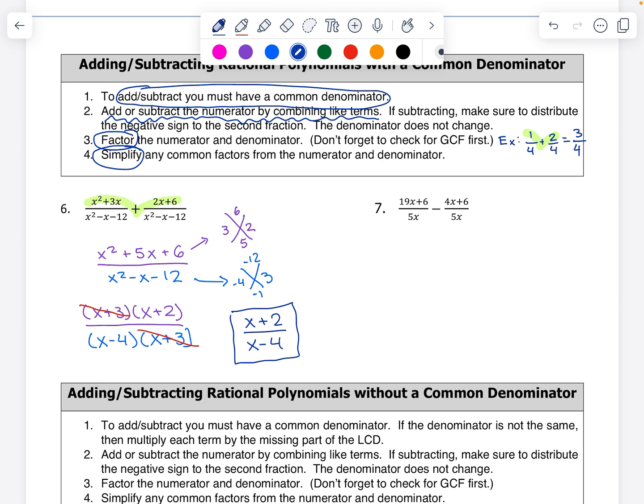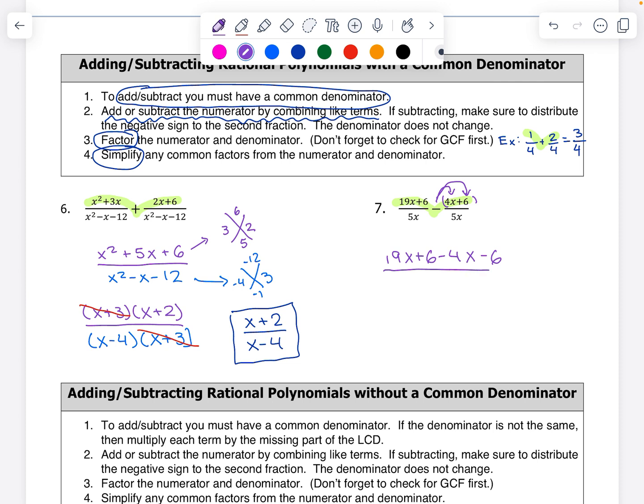Okay, let's take a look at the next one. Again, you want to check that the denominators are the same. They are. They're both 5x. So in this case, we're going to go ahead and subtract the numerator. This is where you have to be very careful. When you are subtracting the numerator, you are subtracting all of 4x, and then you're subtracting 6. You're not adding 6. You have to carry that negative sign to both terms.